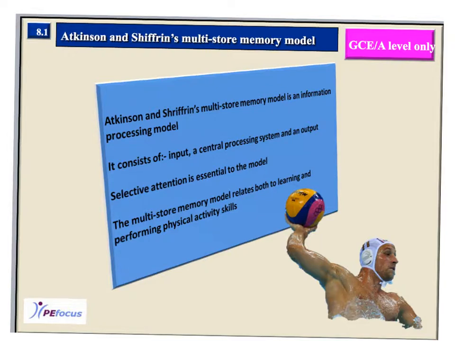The first one we're going to look at is Atkinson and Shiffrin's multi-store memory model. The multi-store memory model is an information processing model, and it's laid out really nicely. In a nutshell, you get an input, which is all the environment. You have the central processing system, which is your brain, and the output is the movement that you're going to get. It's a bit like a computer.